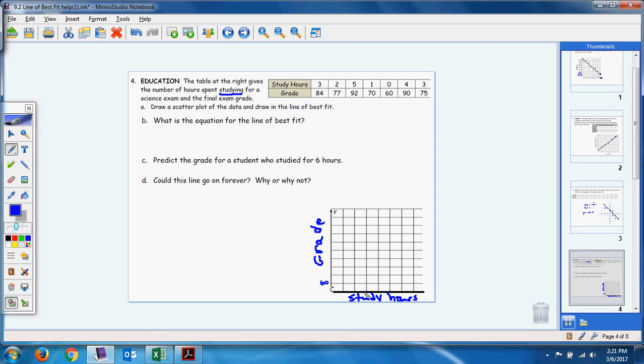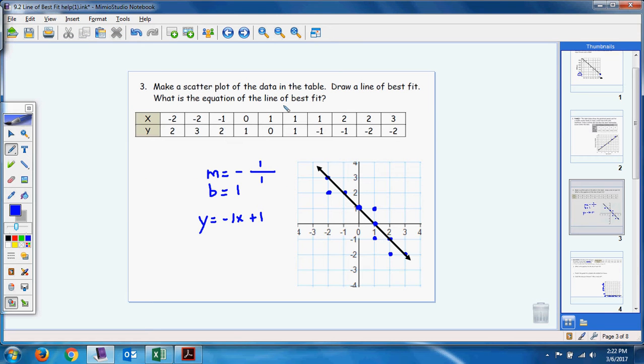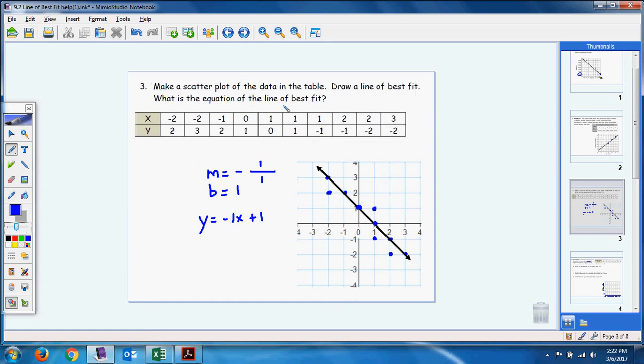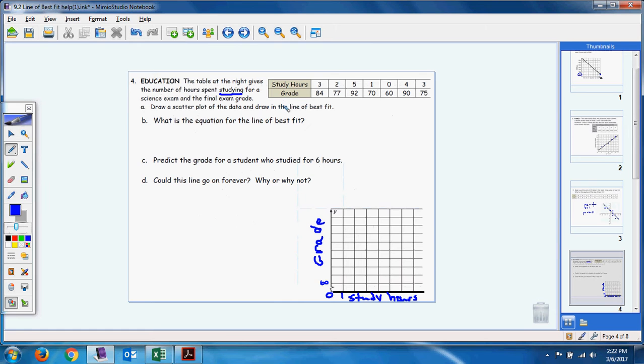Maybe the numbers down here on the bottom again. You've got 0 hours studied, 1, 2, 3, and so on. You're going to plot your points. Then you're going to draw a line of best fit, just like we did on our previous problem here. And again, you're going to try and get as close as possible. What is the equation of the line? So just like I did here, find your m and your b to make your equation.